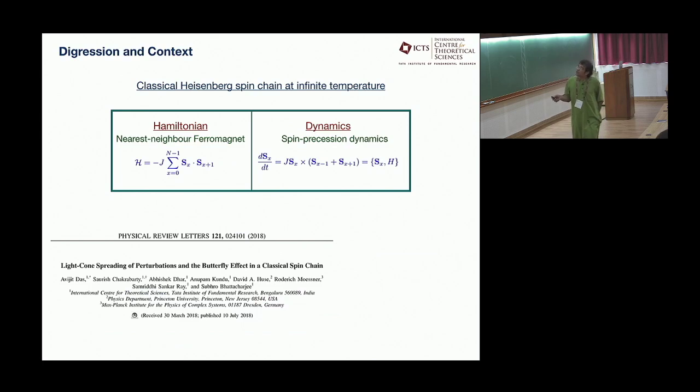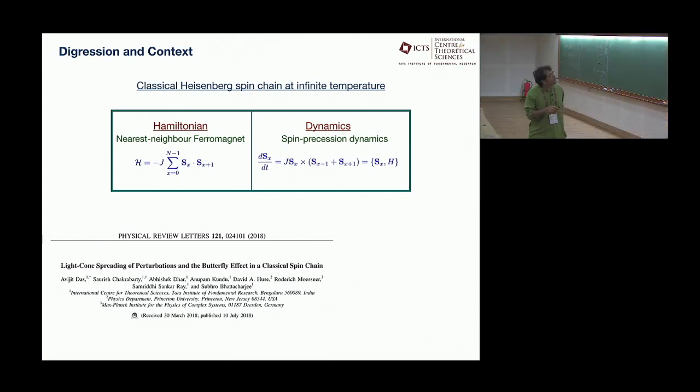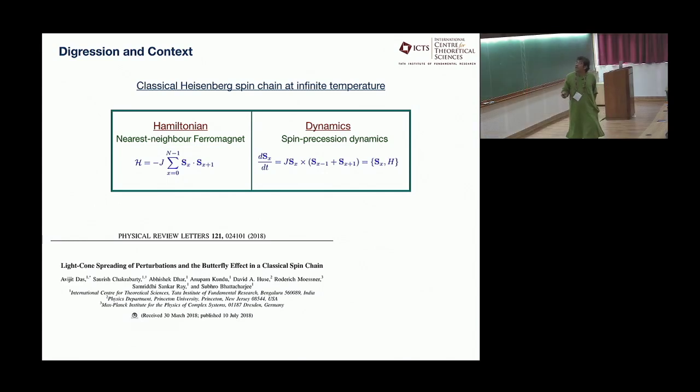Essentially, let me just take it up from where he left off. Shubro had discussed this question of the classical Heisenberg spin chain, and this is a paper written by many of us who are in the audience, especially Abhijit and Shourish, who did many of the calculations. There's Abhishek, Anupam, and Shubro, of course. Just to refresh your memory, we took the classical Heisenberg spin chain at infinite temperature. That's the Hamiltonian, and we have the spin precession dynamics.